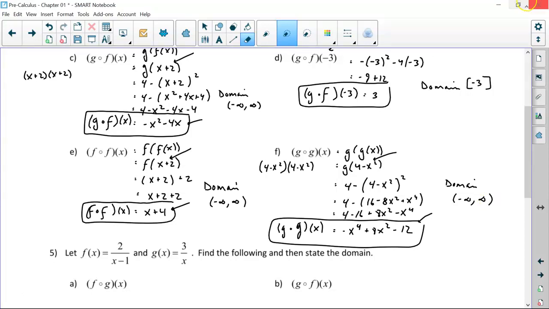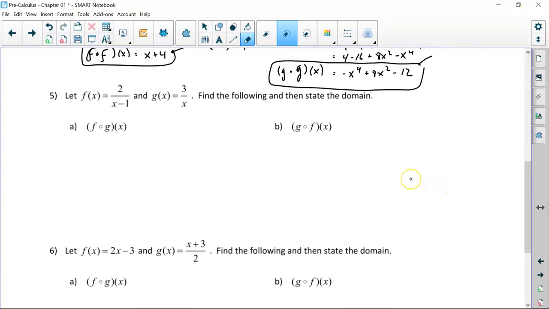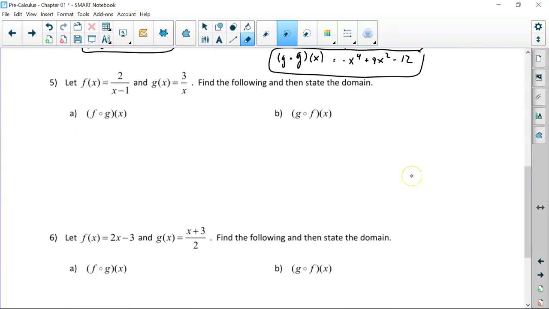Problem number 5. Doing the same thing, except we're going to add some domain restrictions now that we have to work with. We're going to find some numbers that don't work. So for part A, f of g of x, so it's f of 3 over x. So it's 2 divided by the quantity of, now we'll put our x there, leave it blank, minus 1. And in that open spot, that blank, where x was, it's going to be 3 over x.